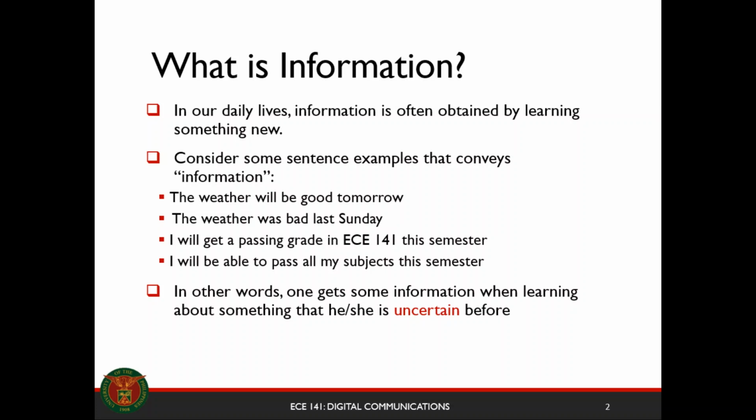Consider the following sentences. These sentences convey information. For example, the weather will be good tomorrow. How did you know? It was the forecast from a reputable news source. Oh wow, I learned something new. It's new information. So now I'm more certain that the weather will be good tomorrow because I learned that from a reputable weather forecaster. So basically, your uncertainty of the weather tomorrow has been reduced.